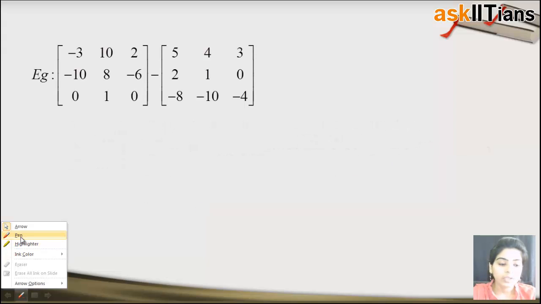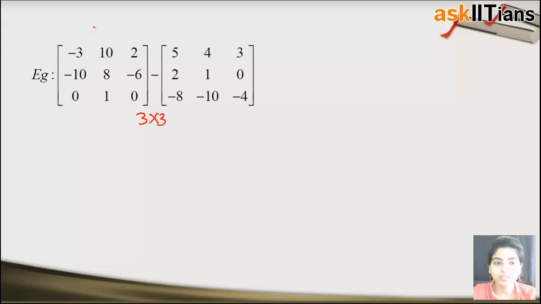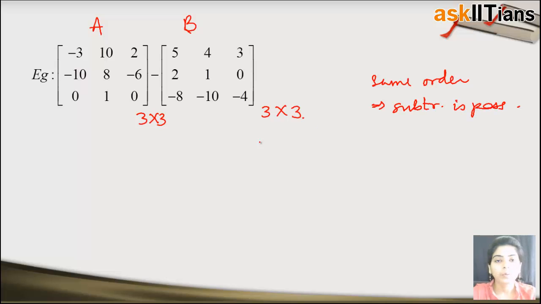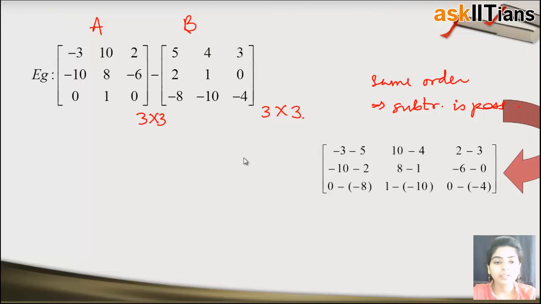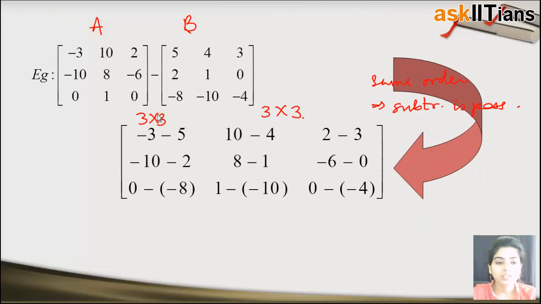Okay, now I have another example. This is one matrix, a 3 cross 3 matrix, say matrix A. Then I have another matrix B, which is again of order 3 cross 3, the same order. So this implies subtraction is possible. Okay, so how do we subtract these two matrices? Just subtract the corresponding elements.